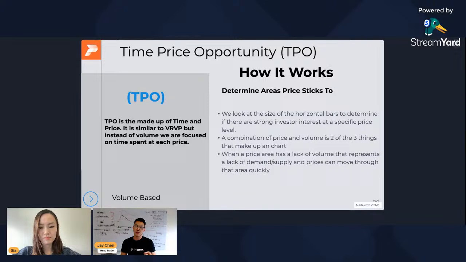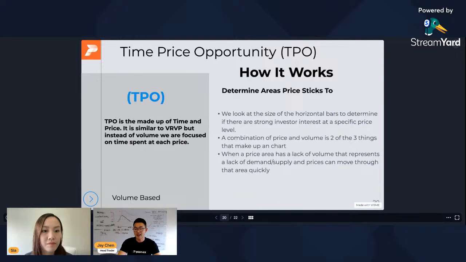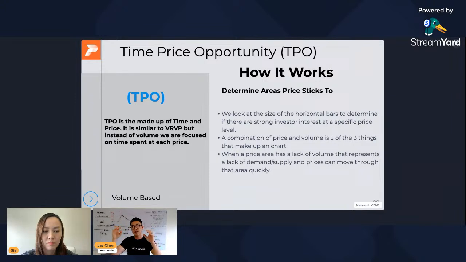The VRVP is made up of volume and price, right? So now you've got volume, time, and price, which is what makes up the market. So these two indicators combined is amazing. Basically, what the TPO does is look at, okay, it spent 30 minutes at this price, another 30 minutes at this price, and then it gathers up per session.